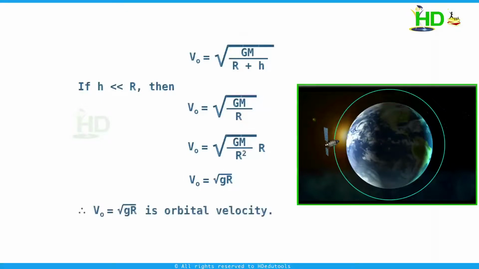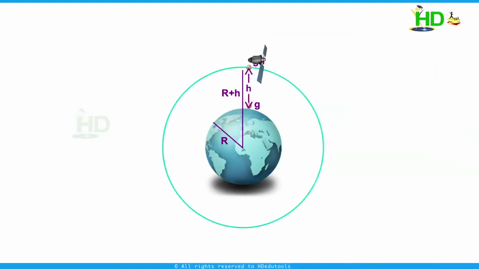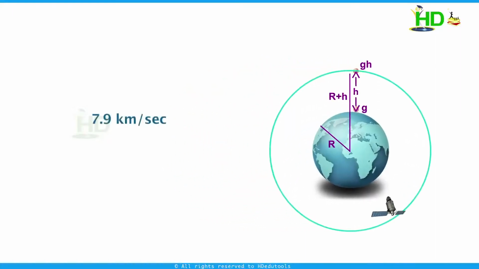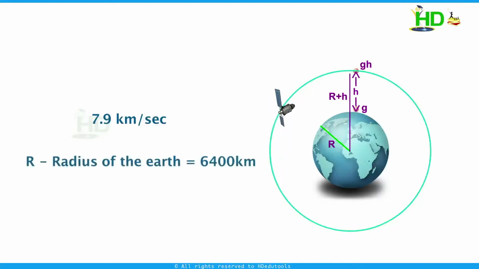Now, one thing we have to observe. The orbital velocity is independent of the mass of the object. If the planet is Earth, the orbital velocity for a satellite which is moving near Earth's surface is 7.9 km per second. This we get by substituting the value of small g, 9.8 meters per second squared, and capital R, that is the radius of Earth, 6400 kilometers.